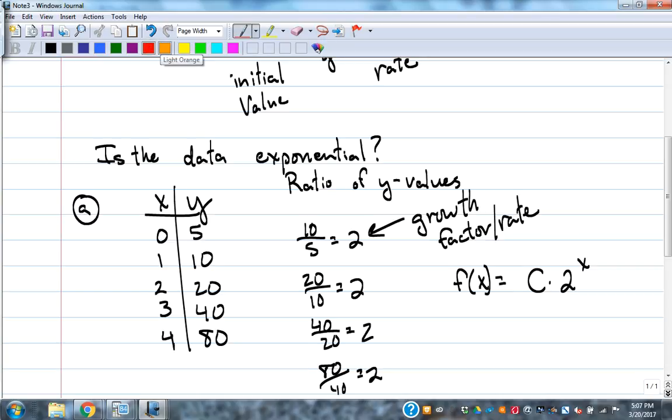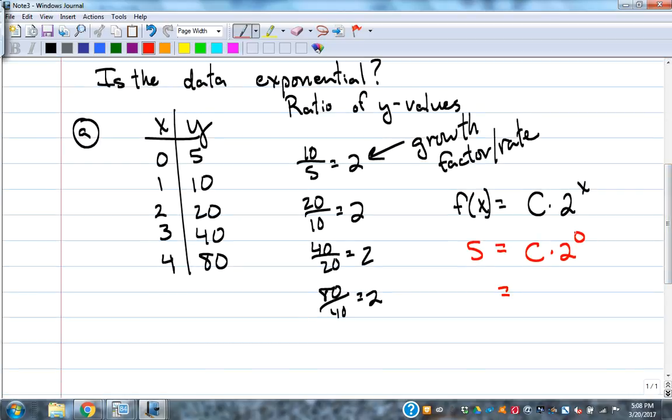We can find out what C is by using one of the ordered pairs in the problem. The easiest one to use is 0, if you've got it. If you don't have it, just use one of the others. And I would use the 1 if I didn't have the 0, because that's the next easiest one. Because then you've got 5 is C times 2 to the 0 power. What's 2 to the 0 power? 2 to the 0 power is 1. Anything to the 0 power is 1. So that gets you the C, or the initial value was 5.